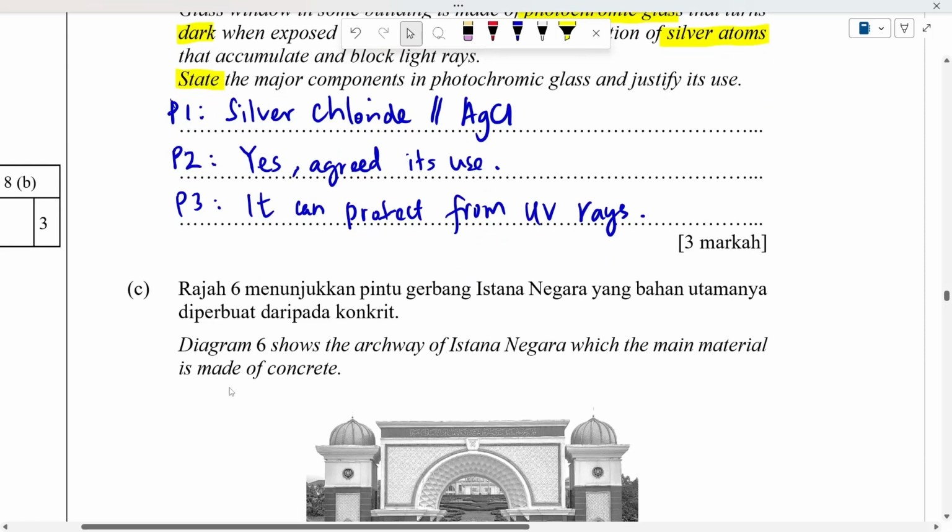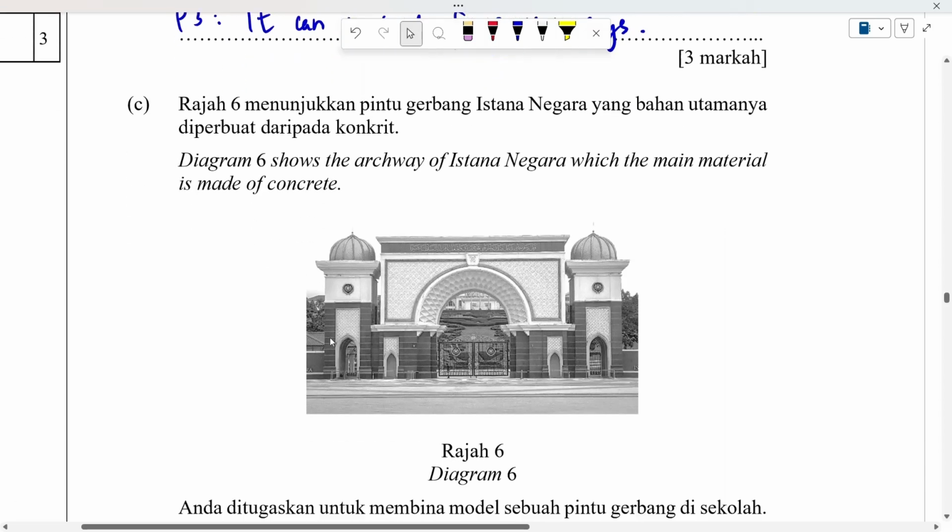So the clue is, let's say at that moment you are not sure what to write, the cost can be one of the reasons for you to justify. Maybe you say it is very cheap or it is very expensive. It can be one of the reasons, if you really don't know what to write. Okay, now C.